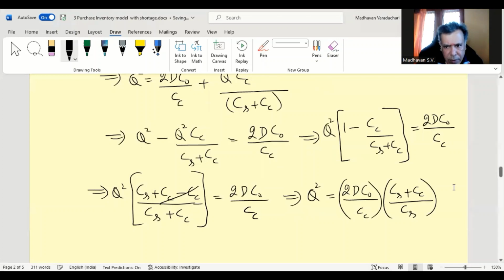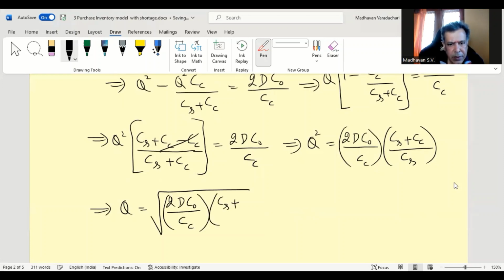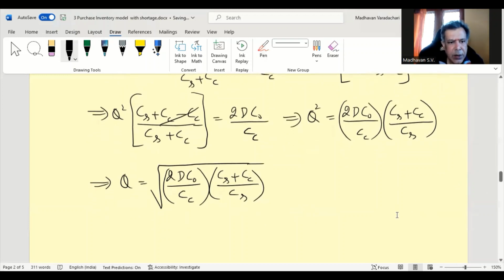This is Q square, which means Q is the square root of 2DCO by Cc times Cs plus Cc by Cs. Since we obtained this by differentiating partially total cost with respect to Q, we call this the optimal order quantity or economic order quantity Q star.